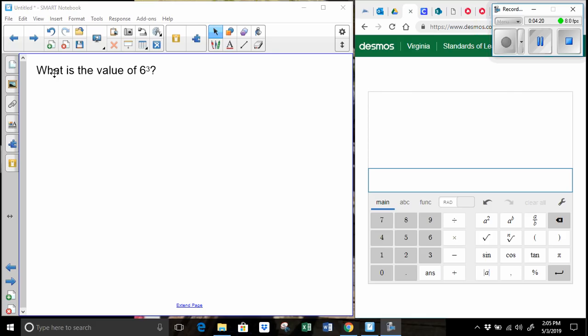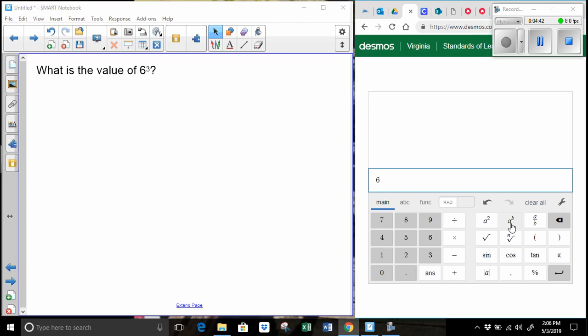For this first problem, it says, what is the value of 6 to the 3rd power? So let's say we're trying to use our calculator for this. All we have to do is type 6, raised to the 3rd power. If you notice, this is the squared button, so this would be like 6 to the 2nd power, but we want 6 to the 3rd power.